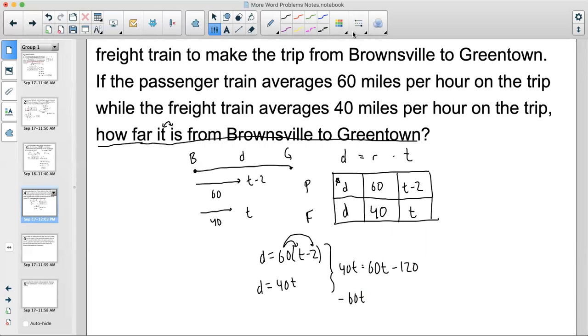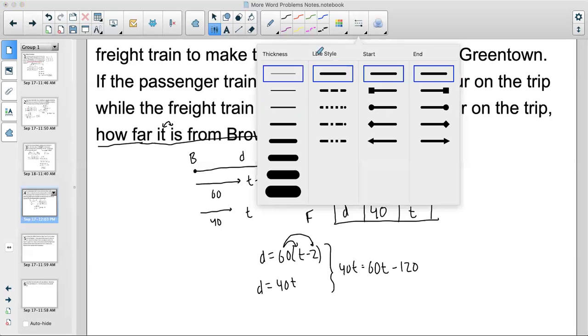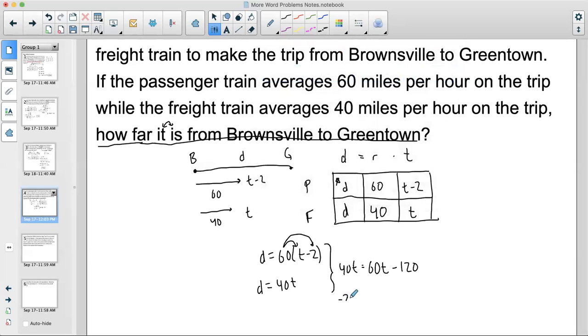So I subtract 60T from both sides. Nope, that's wrong. 40T minus 60T is negative 20T. Let's try that again. Negative 20T is negative 120, which means T has got to be equal to 6, because negative 120 divided by negative 20 is 6. So 6 hours, which is great.